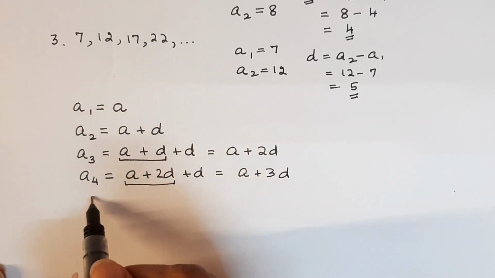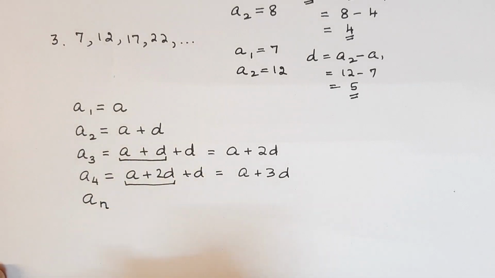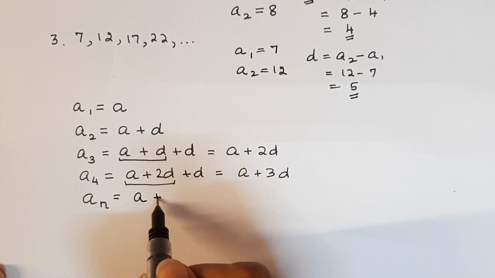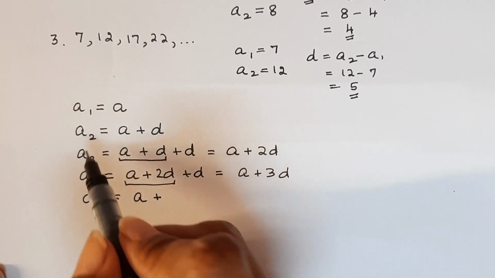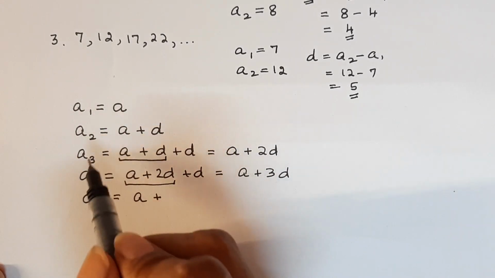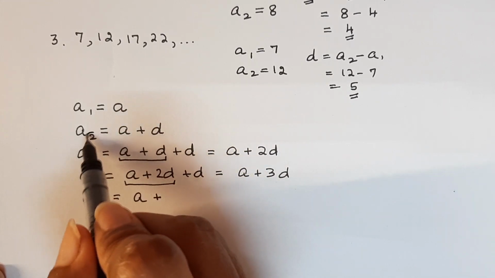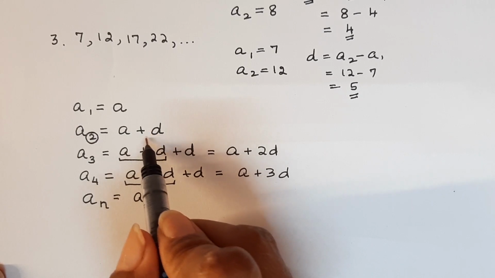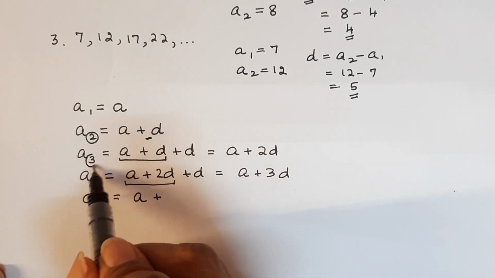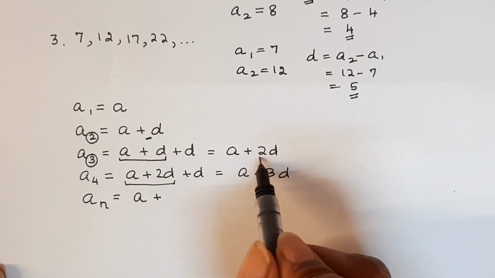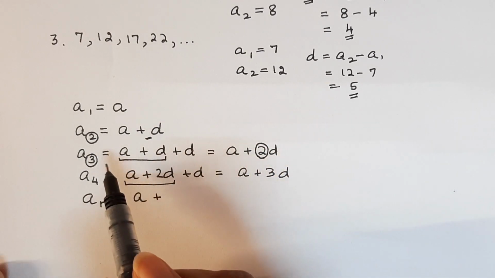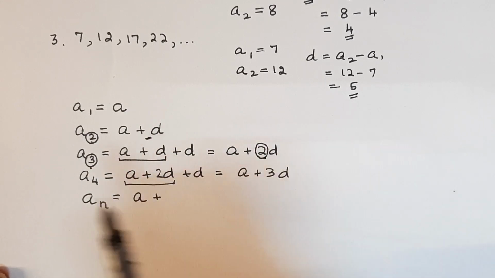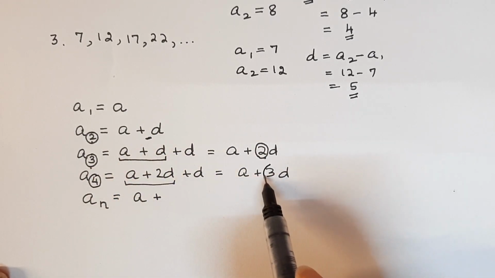Now let us come to the nth term, AN we'll call it. AN will be equal to A plus, let us look at this. A1 was A, there was no D. A2 is A plus 1D, so there is 1 over here. A3 becomes A plus 2D. So now this is 2, this is 1, this is 3, this is 2. Then A4 has this 3D.